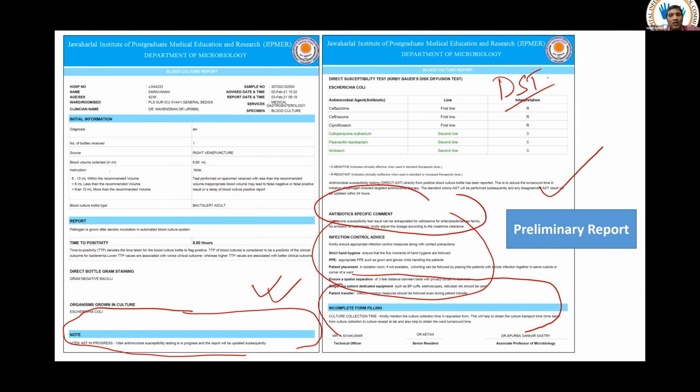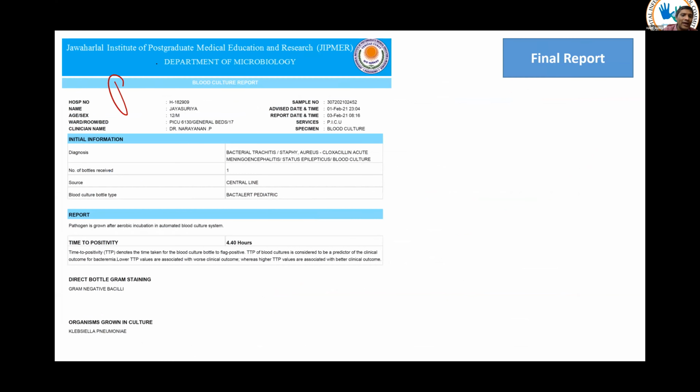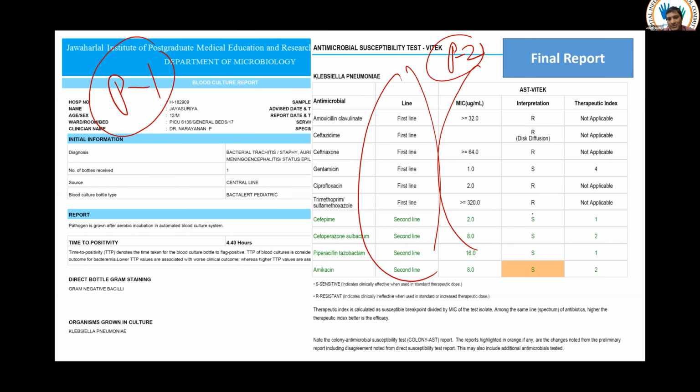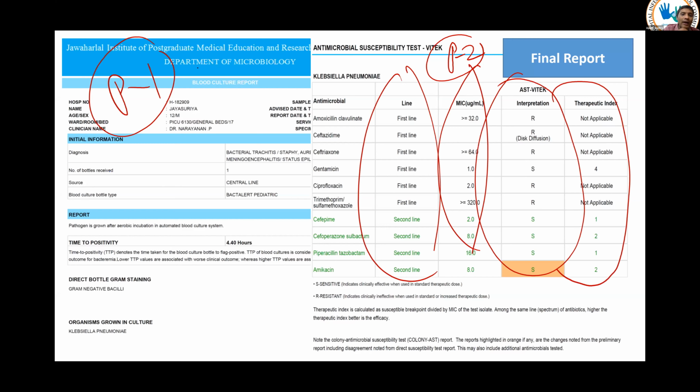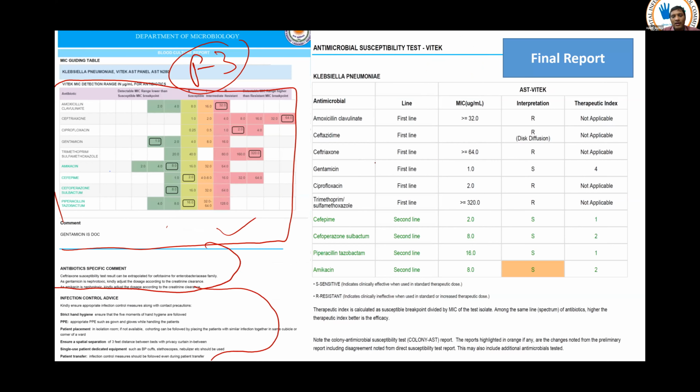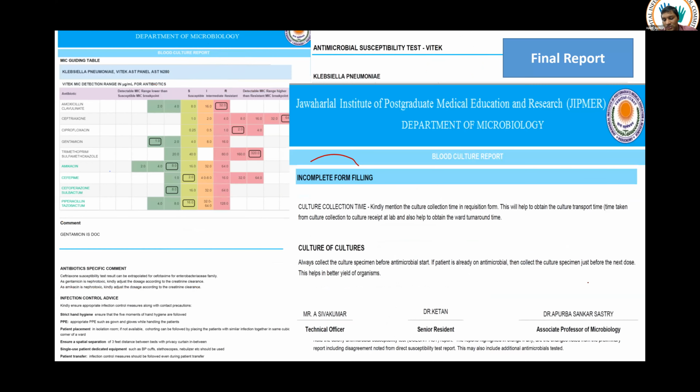The next day we send the final report. In the final report, page 1 is the same and has the same information. However, page 2 will have the Vitech information, as Ketan showed: line, then MIC value, then the interpretation along with therapeutic index. Page 3 is our MIC guiding table. To explain the therapeutic index, we always incorporate the MIC guiding table. Page 3 will also have antibiotic-specific comments as well as infection control advices. Page 4 will have the incomplete form filling advices and the signature form. So this is how the report gets auto-generated.